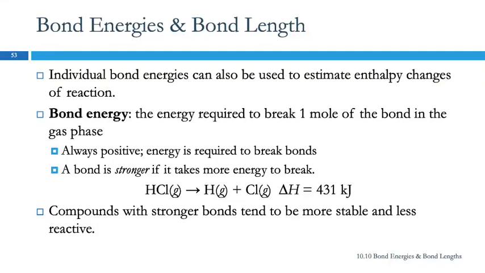We learned how we can estimate enthalpy changes using heats of formation. We can also do that using individual bond energies. So the bond energy is defined as the energy required to break 1 mole of the bond in the gas phase. So bond energies are going to always be positive because it always requires energy to break the bond.